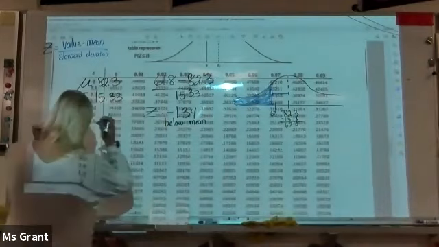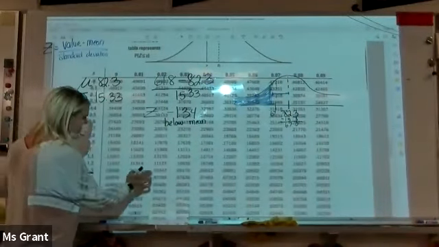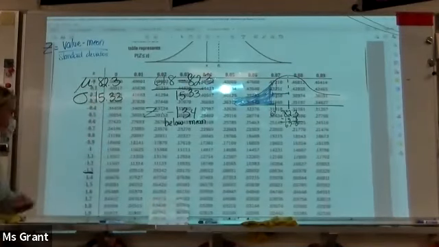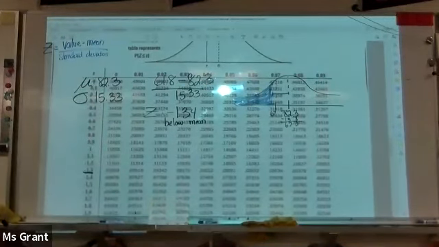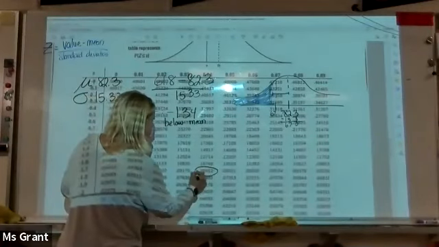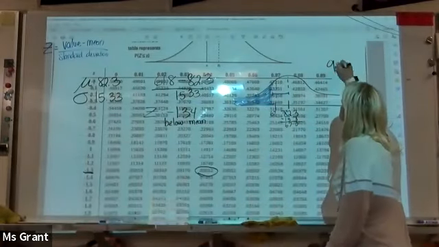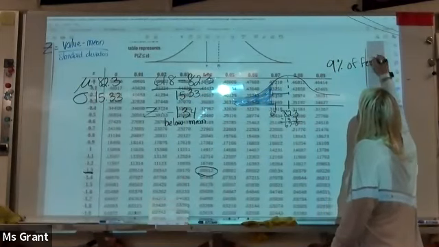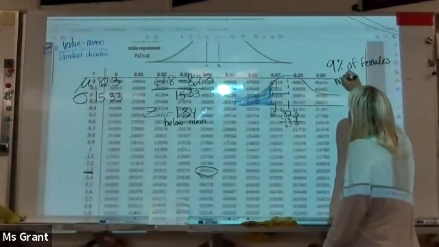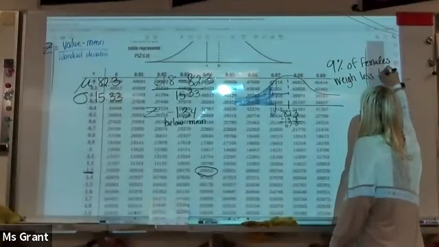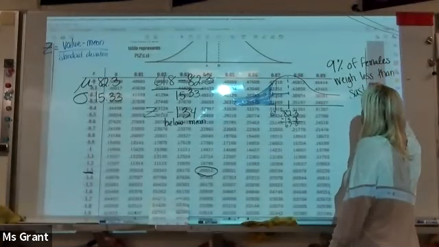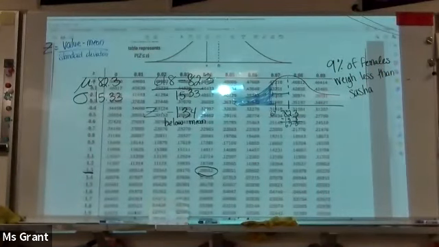So 1.3 is where I begin, and then I go to the hundredths. Okay, Ari, tell me what you got. 0.09, right here. That means that 9% of females weigh less than Sasha. She's below. So if 9%, there's not going to be very many gorillas that weigh less than Sasha.